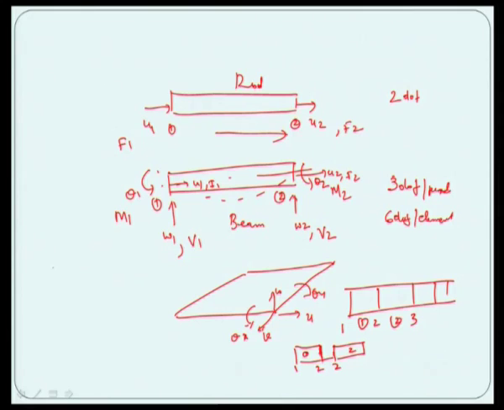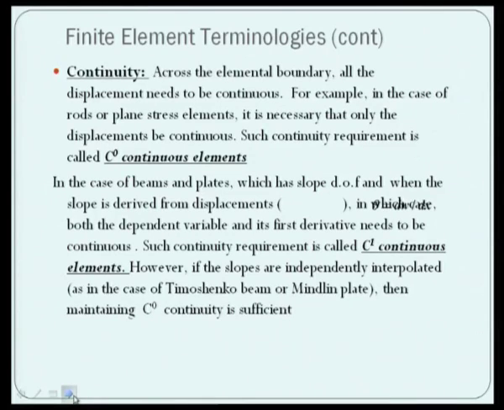normally in a beam the slope theta is derived as dw by dx from the transverse displacement w. So, if it is a beam, we need the slope at node 2 due to element 1 to be continuous with the slope at node 2 due to element 2. So, in the case of a beam, we need both w and dw by dx to be continuous. There are two variables, the primary dependent variable and its derivative, that need to be continuous. Such a continuity requirement is called a C1 continuous element. So, basically the C1 continuous element is a problem.